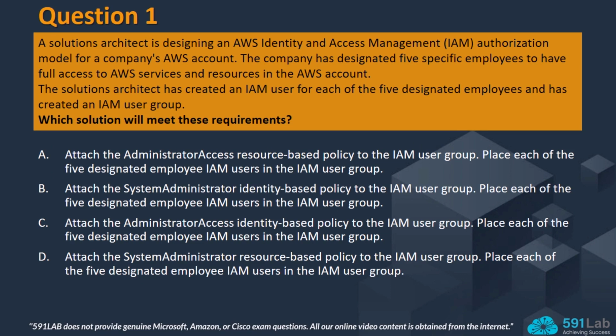A solution architect is designing an AWS Identity and Access Management authorization model for a company AWS account. The company has designated 5 specific employees to have full access to AWS services and resources in the AWS account. The solution architect has created an IAM user for each of the 5 designated employees and has created an IAM user group. Which solution meets these requirements? So before discussing each option, let's jump into the console.